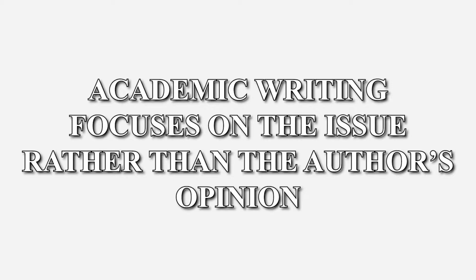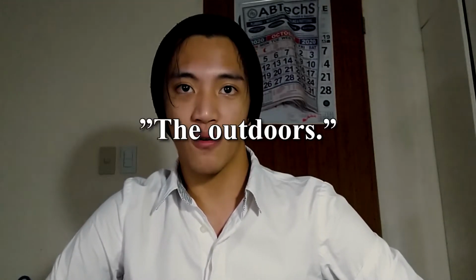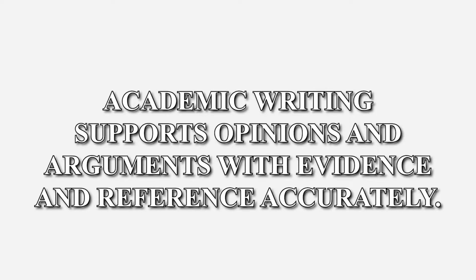Academic writing focuses on the issue rather than the author's opinion. This is also self-explanatory. Academic writing should be written unbiased in order to avoid an opinionated idea. Academic writing uses precise word choice, which means it uses words that are appropriate and relate to the topic of the text. For example, people can say the words the outdoors, but instead we say nature. Another example is that people say a place where animals live, but instead we say habitat. Academic writing supports opinions and arguments with evidence and reference accurately.